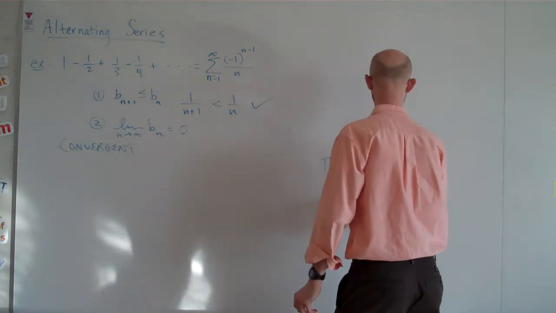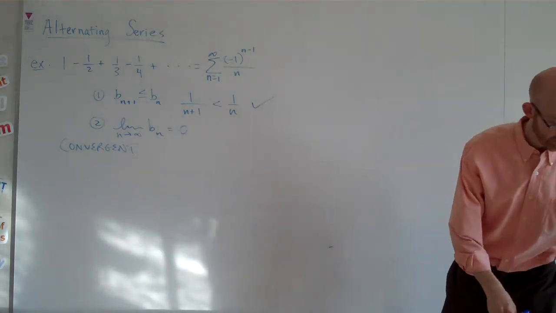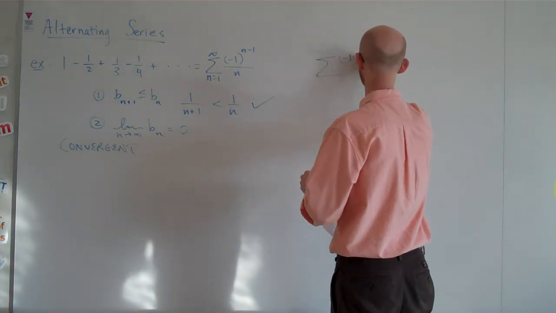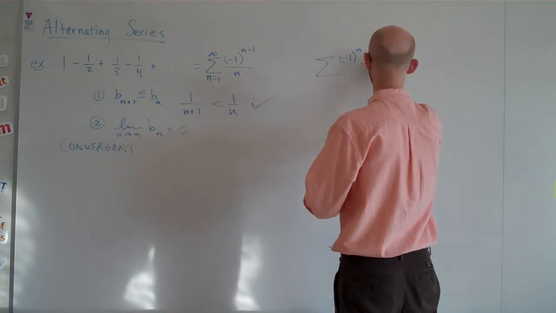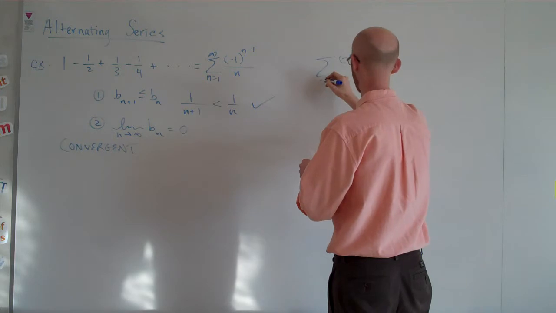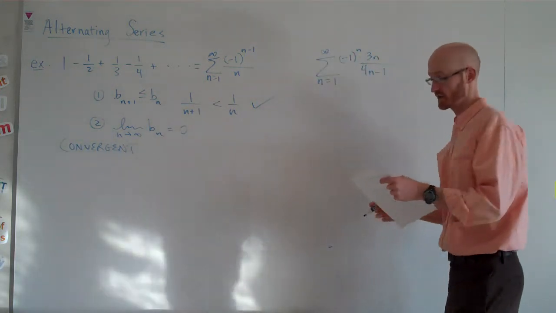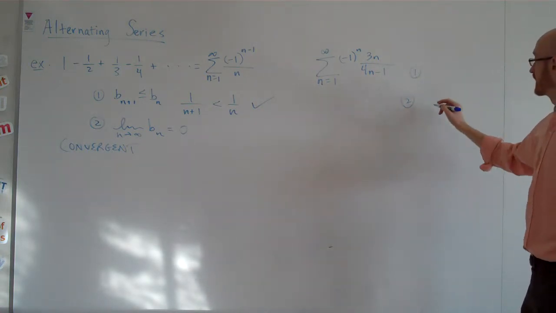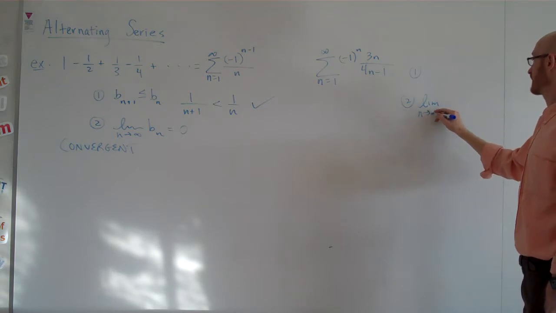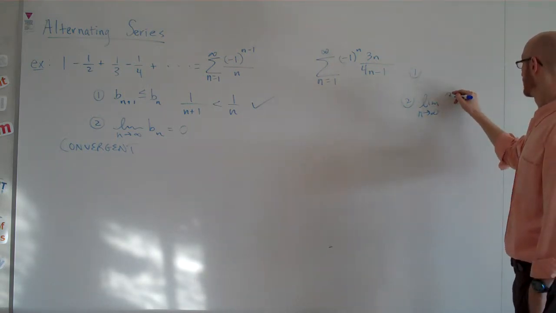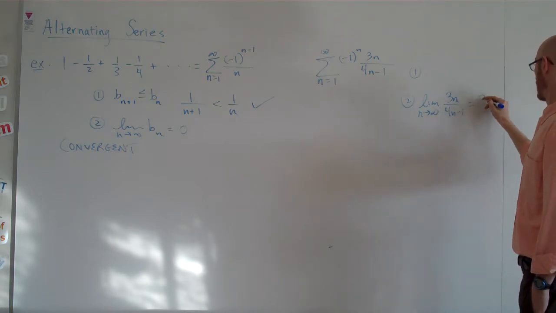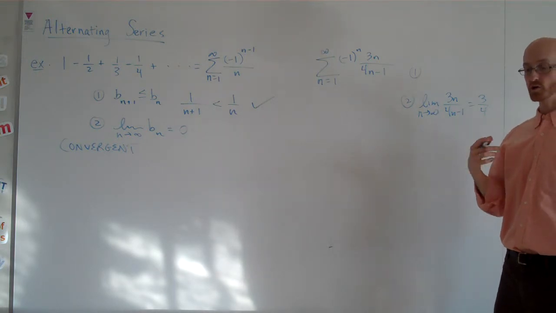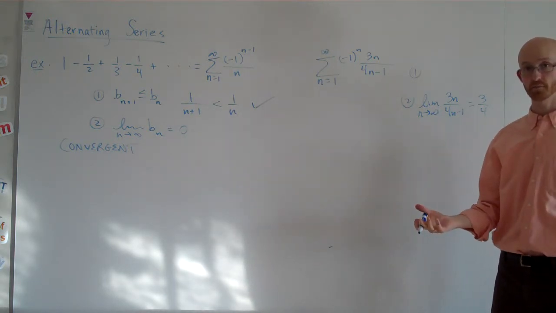Okay, let's do another one, and as always, they'll get more interesting as we go. We'll take this as our series. I already have it written the way we want it to be written. That doesn't necessarily make it easy. We have two conditions, and I'm just going to go right to the second condition. If you take the limit as n approaches infinity of that, you get 3/4.